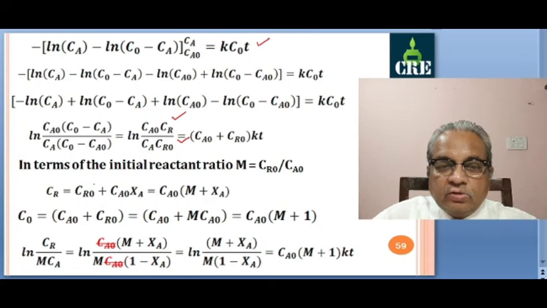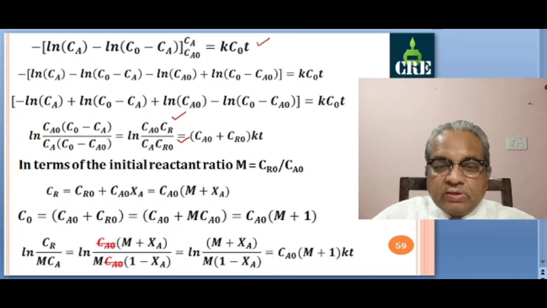So CR is CR0 plus CA0 XA, because the reaction is A gives R. If I write CR0 as M into CA0, and take CA0 outside, CR can be written as CA0 into M plus XA. C0 is CR0 plus CA0, and CR0 is again M into CA0, so C0 is CA0 into M plus 1.